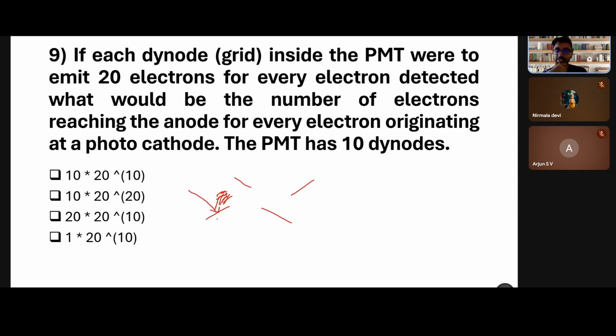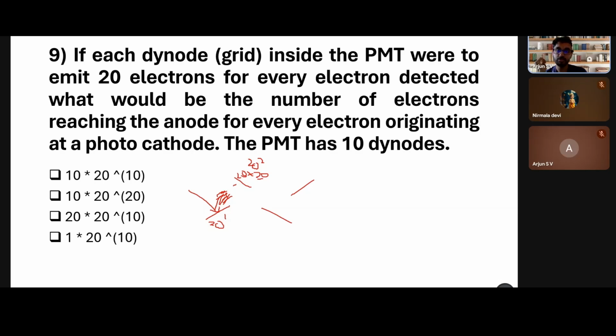So the number of electrons originating from here will be 20 power 1, where 1 is the number of the dynode. All these 20 electrons will be falling on the second dynode, and for each electron falling on the dynode, 20 other electrons will come out of it. So the number of electrons coming out of the second dynode will be 20 into 20, which is 20 power 2. It follows a relationship where the number of electrons originating out of a photocathode is 20 power the number of dynodes.